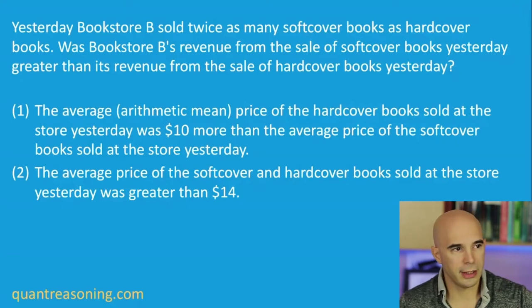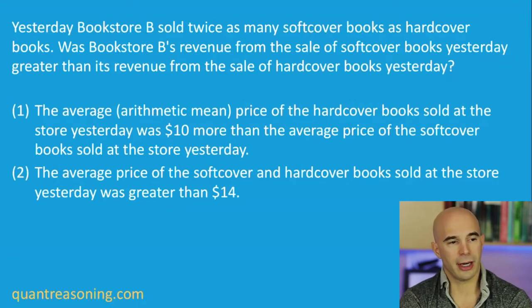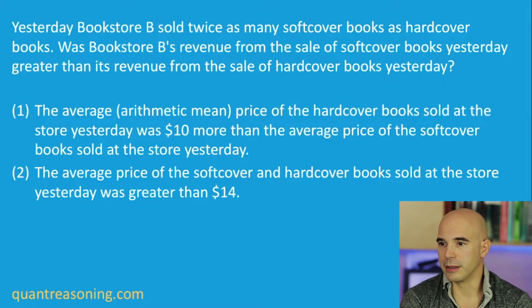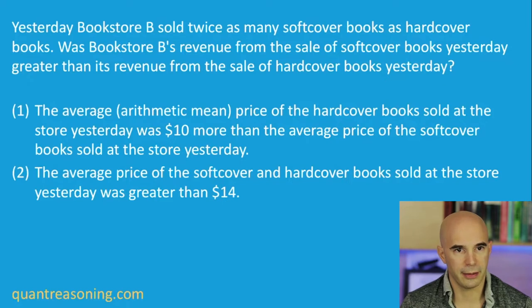So it looks like JD did a great job there in the chat box rephrasing this question. He used the free info, of which there's quite a lot in this case, to uncover what it is that the GMAT is really asking. Because it looks like the GMAT is asking, was the revenue from softcover books greater than revenue from hardcover books? It looks like that's what it's asking.